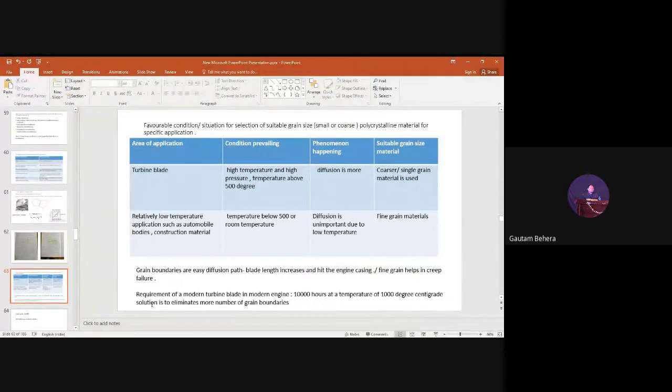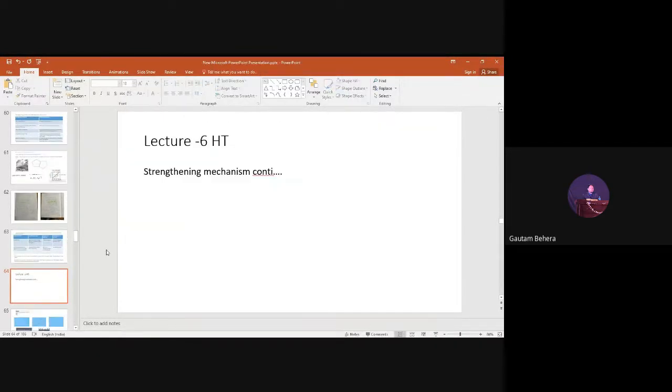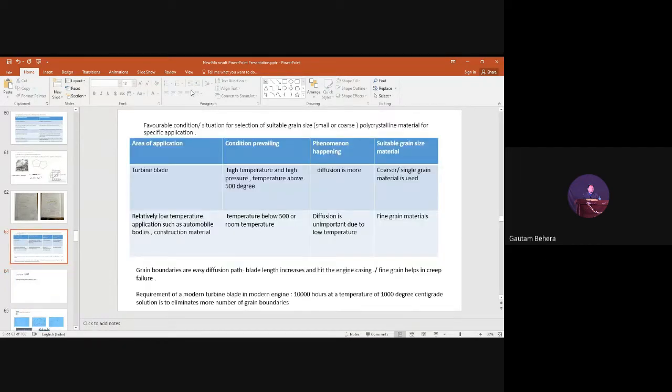Or otherwise, you can eliminate the larger number of grain boundaries. If you eliminate the larger number of grain boundaries, you are moving towards coarser grain. Right? So this is the point here. Okay. Strengthening mechanism continued.